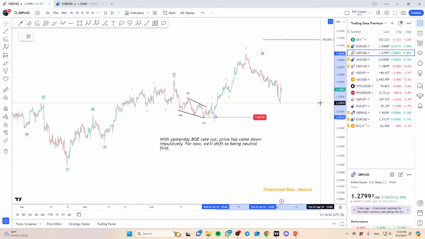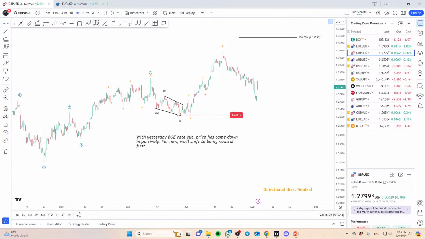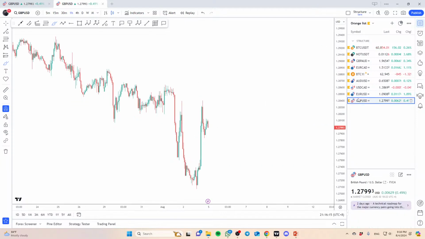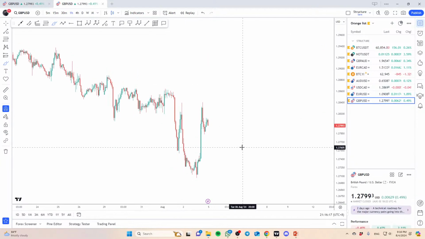Maybe one more push to complete another 3-wave cycle here, so some sort of an ABC. But of course, on this one, if you go down to the lower time frame, we have some clear fair value gap, but we really do not have an obvious break of structure yet.